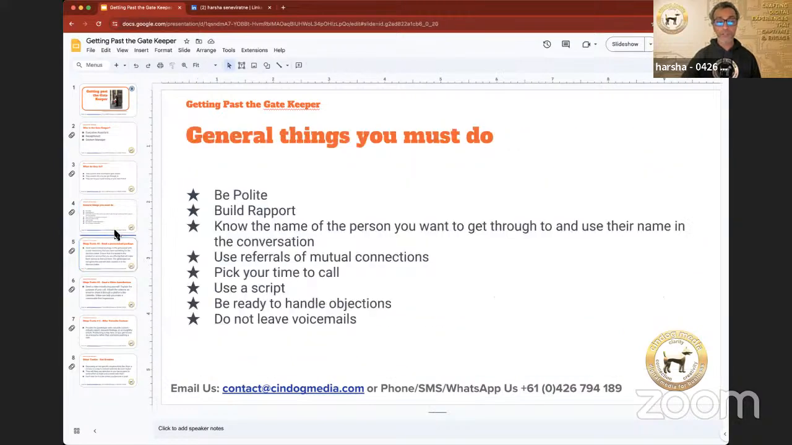So what we're going to go through now is some ninja tactics that you can use to get through the gatekeeper.